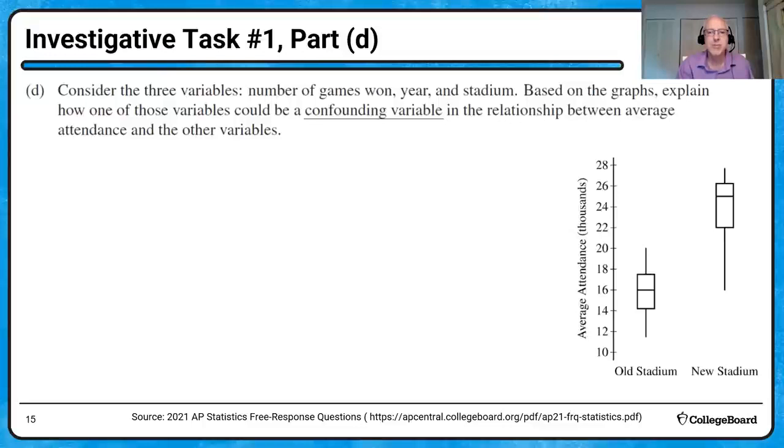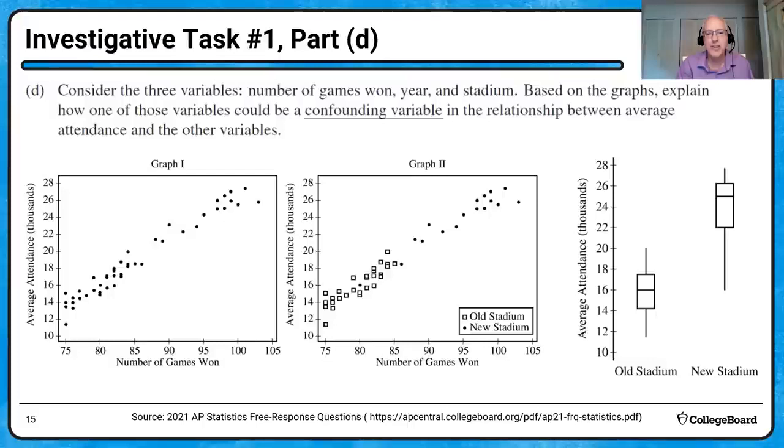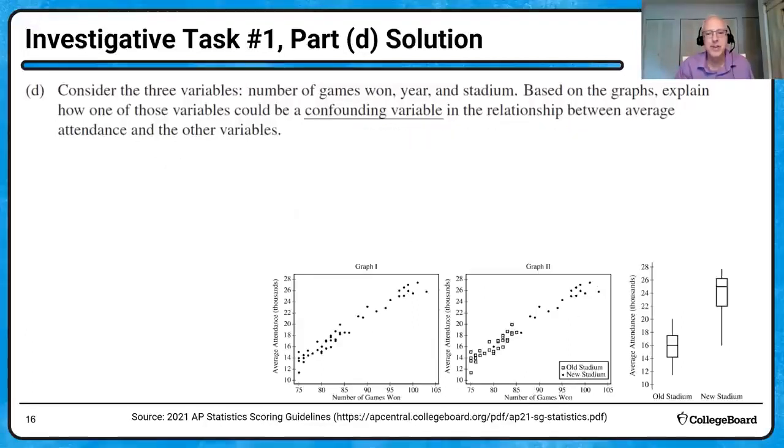There was the set of box plots we described in part A. And then we started focusing on the scatter plots as we wanted to look at the relationship between number of games won and average attendance. So we'll need to keep those graphs in mind as we compose a response because it says based on the graphs. This is the unexpected twist in the problem. You may have been asked about confounding in your course before in the context of a study design, but you probably haven't been asked about confounding in a scenario where you were given lots of graphical evidence like this. So let's take a look at a possible solution.